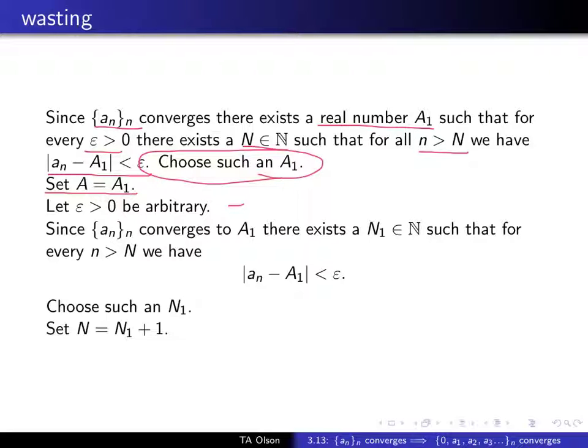Now we're going to let our epsilon greater than 0 be arbitrary. And what we're going to do now is construct our capital N. Since a_n converges to a1, there exists an N1 such that for all the little n's past N1, we have a_n minus a1 is less than this epsilon that we now have as an arbitrary thing. So we're going to pick one of those. If there's one, in this case there's an infinite number, we want to pick one, and I'm going to set N equal to 1 greater than that to take care of the fact that we are shifting our sequence to the right.